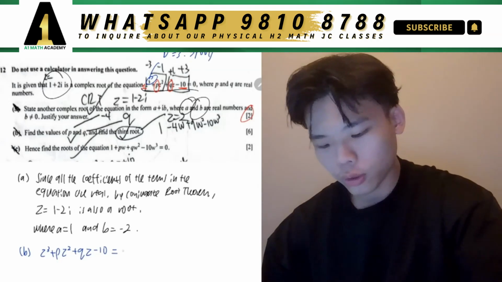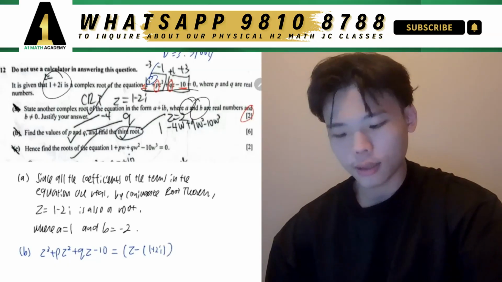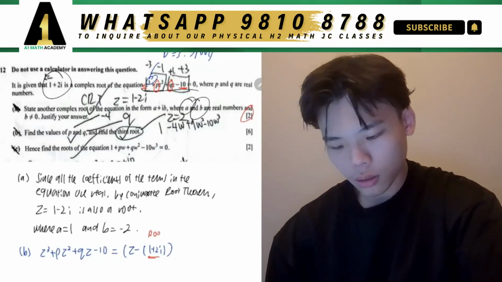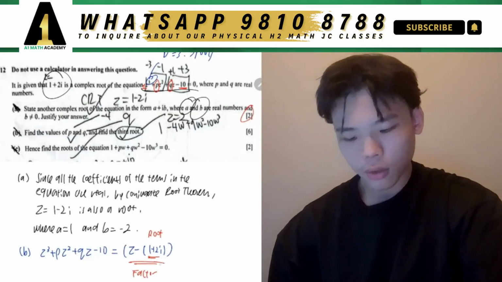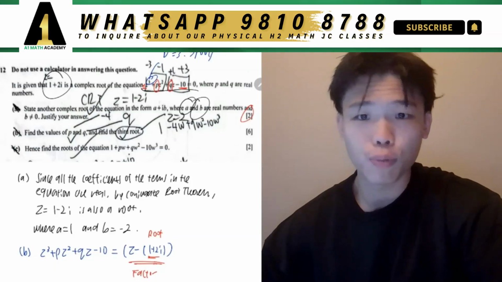So the first root will be z minus (1 plus 2i), right? This is one of the factors. So this over here is the root, and therefore the whole thing over here is the factor. Note that we need to express it as a product of its factors and not a product of its roots, right?